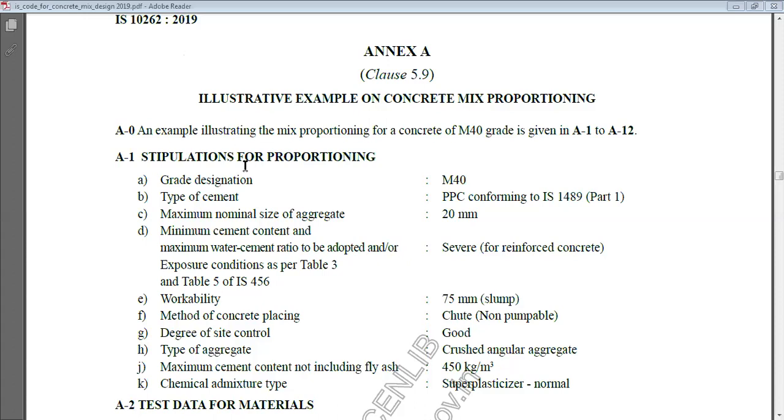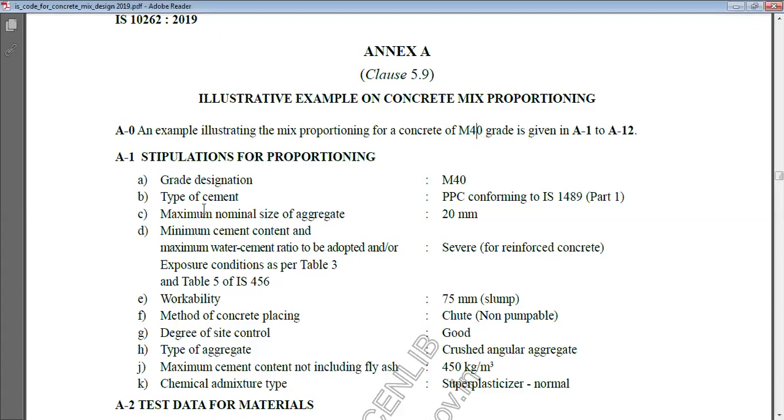In Annex A of the IS code itself, some examples of the mix proportions are given. In Annex A, we will discuss a problem designed for M40 grade of concrete. The problem given in the IS code is what we will discuss. These are the data given for the mix design purpose: proportions for a concrete to get a minimum strength of 40 Newton per mm square. That is, we need to design for M40 grade of the concrete.